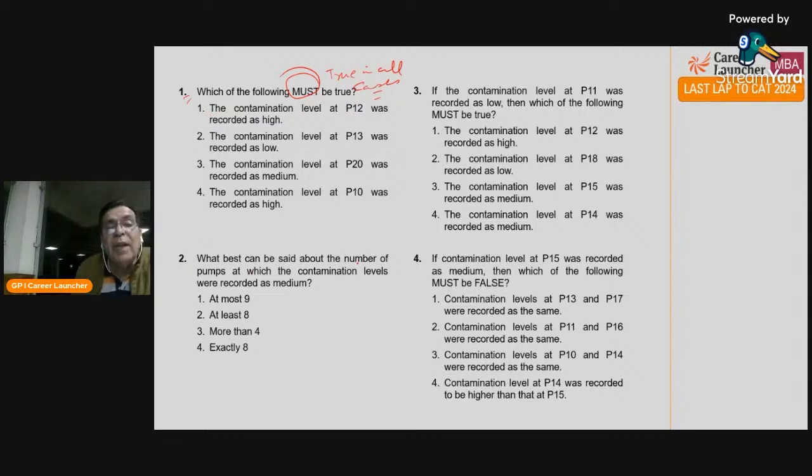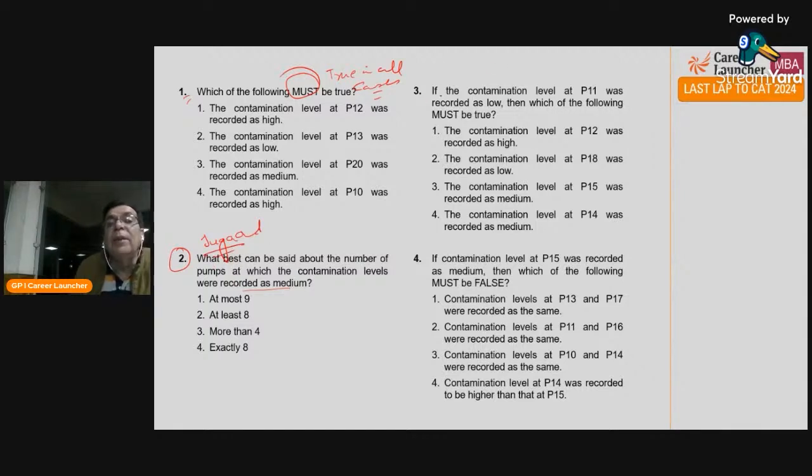Question 2, what best can be said about the number of pumps in which contamination level was recorded as medium? Now, this could be my jugaad question, where I could probably end up using the choices to eliminate and do something about it. I'll come back to this in a minute.